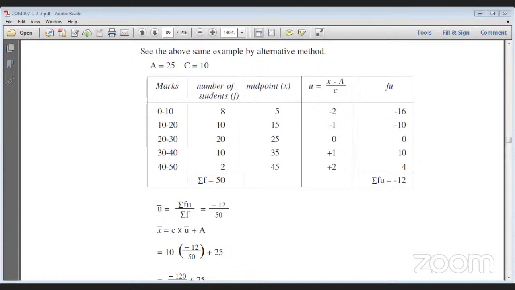Now here the CF, that means cumulative frequency. It is 8 first frequency. Then 10 plus 8 is equal to 18. Then 18 plus 20, 38. Then 38 plus 15, 53. 53 plus 12, 65. And 65 plus 6 is equal to 71. This is the total number of frequency. Now here n is 71.